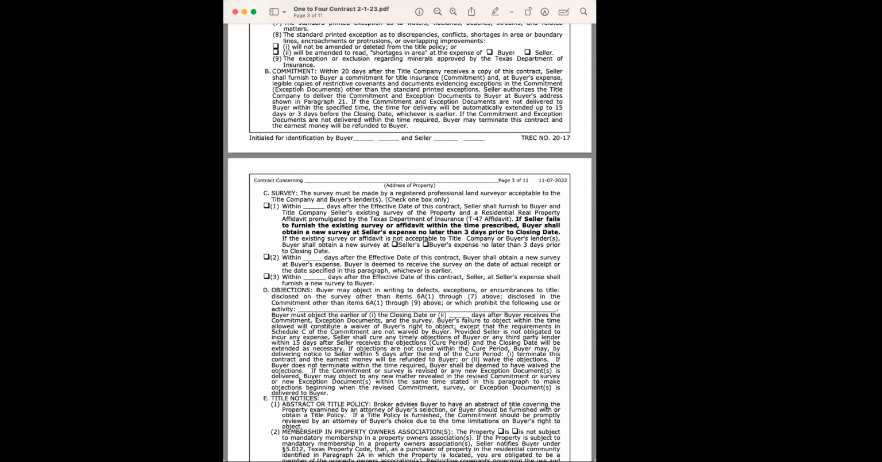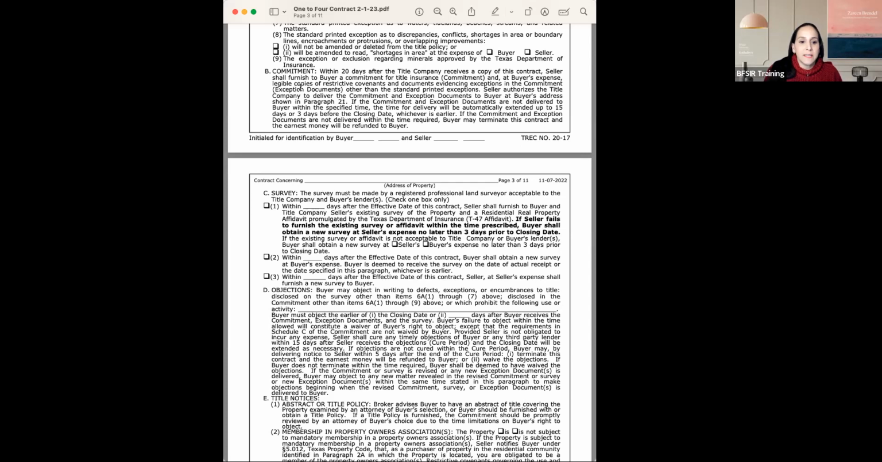And how does that work with the survey? If they've already had a new survey, is it necessary? Well, we're going to get to that. If there's an error in the survey, then you don't have coverage, because what the title company is insuring is what the survey shows. If there's a problem with the survey, that's on the surveyor. And that's what the title commitment says. When you look at it, it references the existing survey.